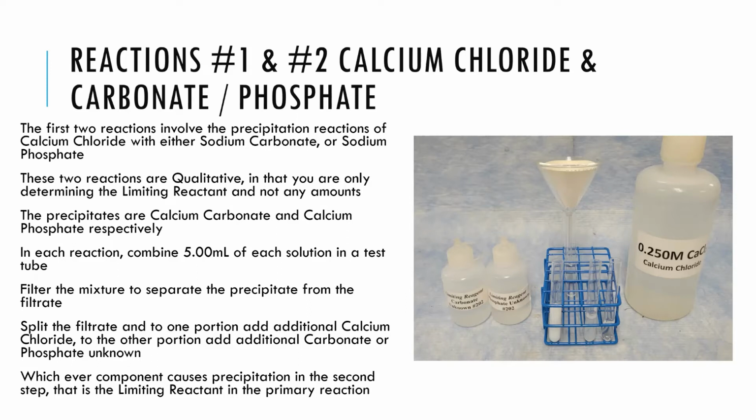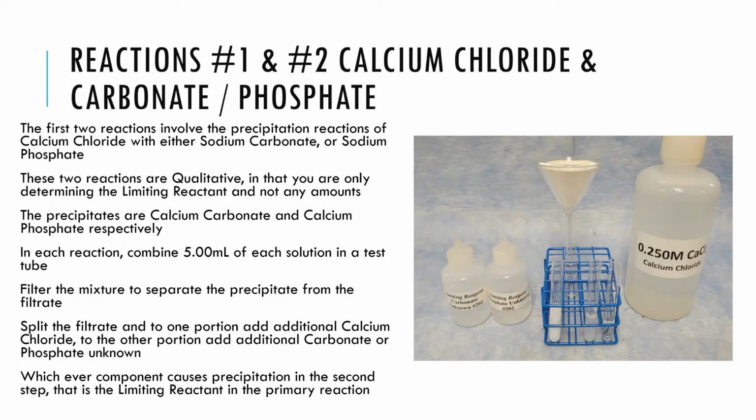In lab, you're going to be taking 5 milliliters of calcium chloride solution, adding that to a test tube, and then 5 milliliters of your unknown. You'll combine those together, and that will form a precipitate. Once you have the precipitate formed and you have the solution, you'll pour that whole mixture into the filter paper and allow the solid to remain in the filter paper and the liquid to pass through the filter paper itself.